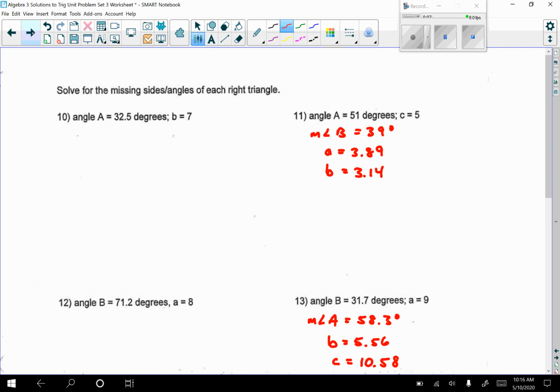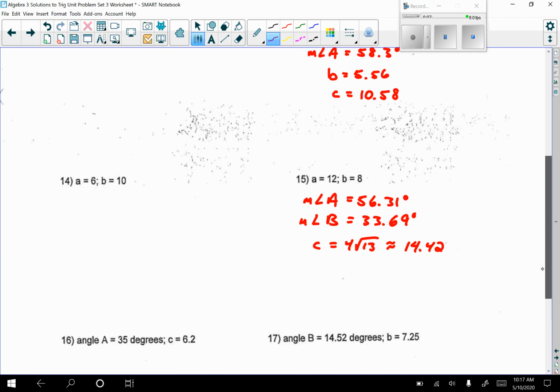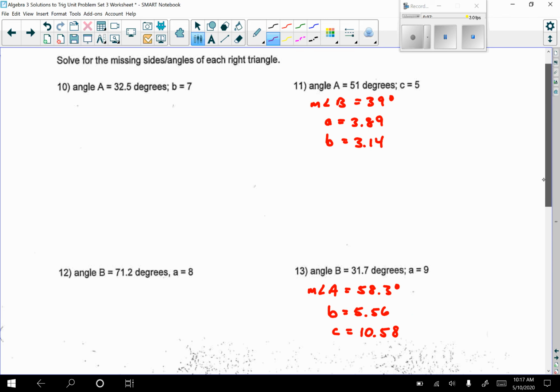All right, now in the next set, we're not given a picture, so it's going to be helpful just to draw out a picture of a right triangle. I did 3 of these from the other side, so you could take a look at those.